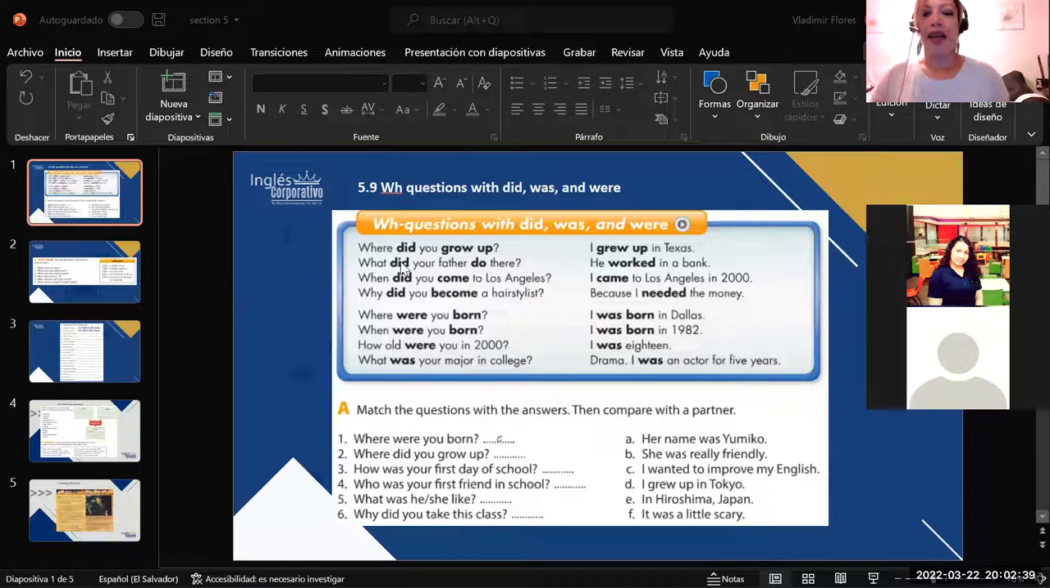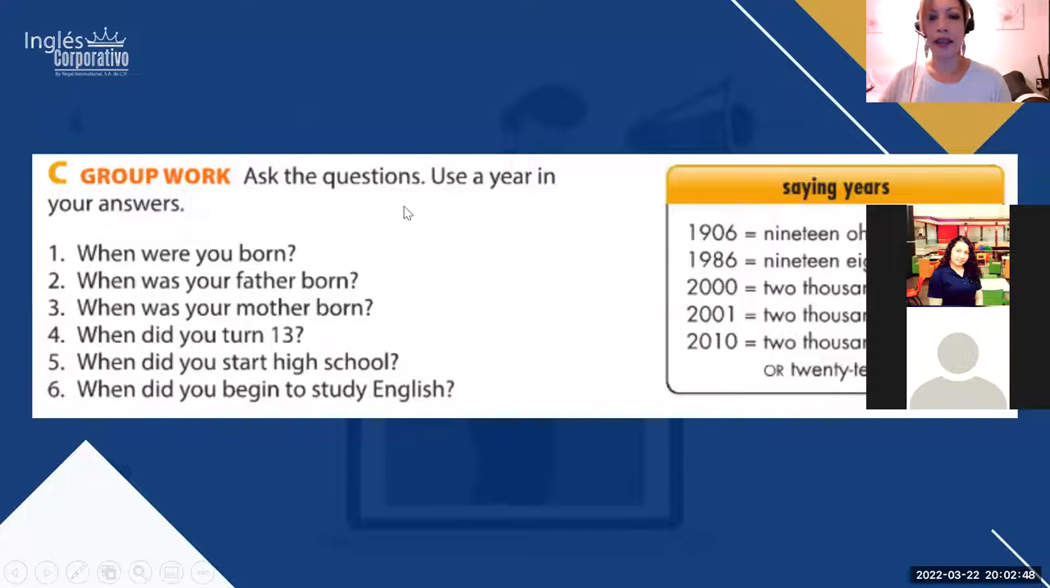Okay, here we are. Well, we did this exercise yesterday. And today we're going to begin practicing speaking, asking these questions. Let's practice pronunciation.